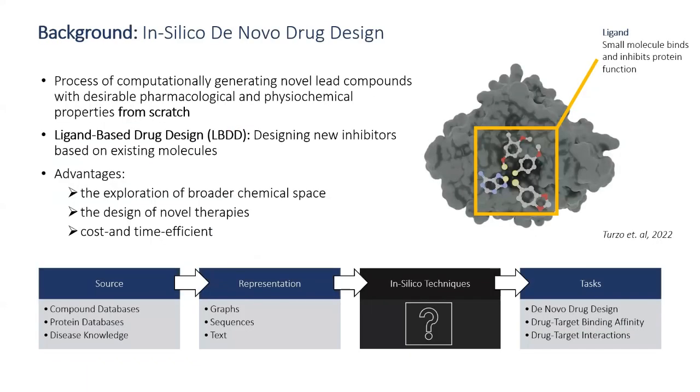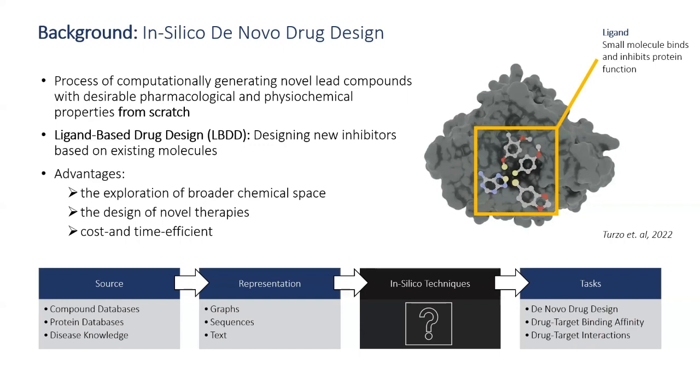One promising approach is in silico de novo drug design, which allows researchers to computationally generate novel molecules with desirable molecular properties from scratch. And this allows researchers to explore a broader chemical space and identify potentially novel or improved therapies in a cost and time-efficient manner. However, improvements in the accuracy and scalability of these in silico techniques are necessary before widespread commercial usage is viable.